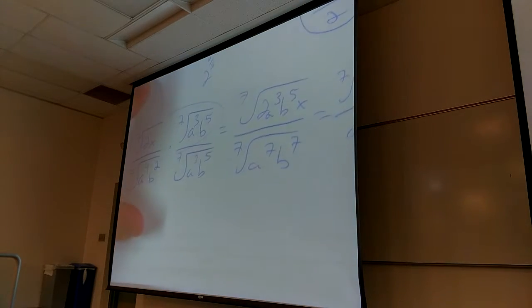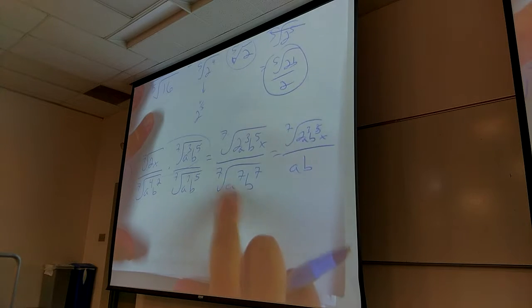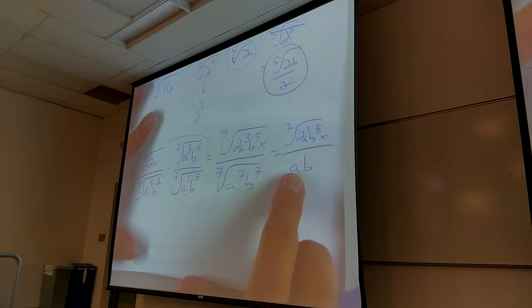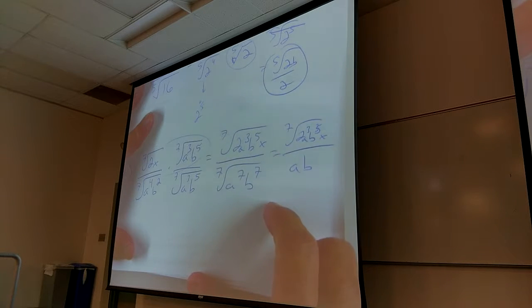On the bottom, I completed the A and B, so I can do the 7th root of both. Bam! And on the top, I just slam all that stuff together. It really actually is that nice.